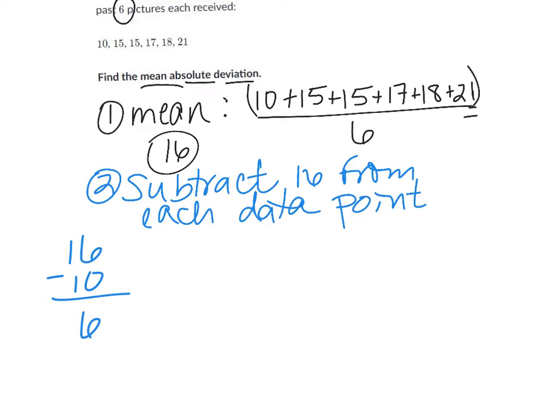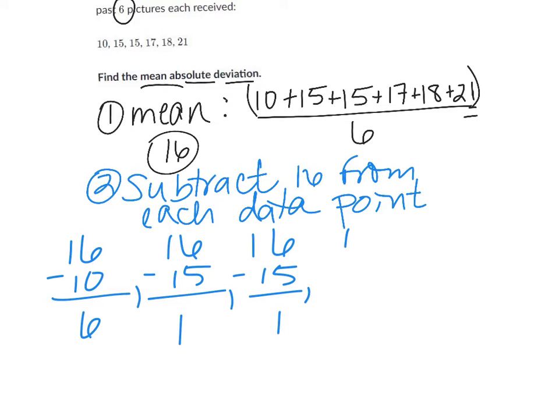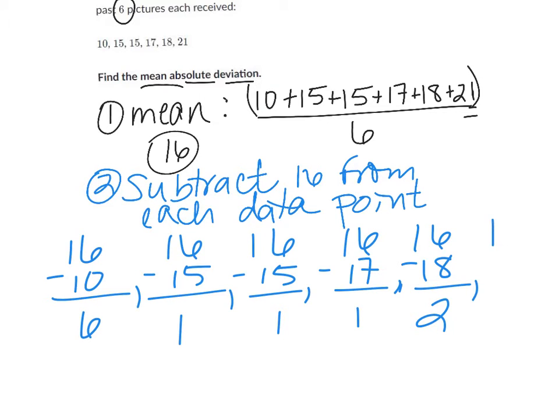So that's 6. Then I have 16 minus 15, and that's 1. And then 16 minus 15 again, and that's 1. And then 16 minus 17, which I know is -1, but I'm going to call it 1 because I want the absolute value. I want the positive distance. Well, I want the distance, which is positive. Okay, 16 minus 18. Again, I know that's -2, but I'm going to call it +2. And then 16 minus 21, which is 5.